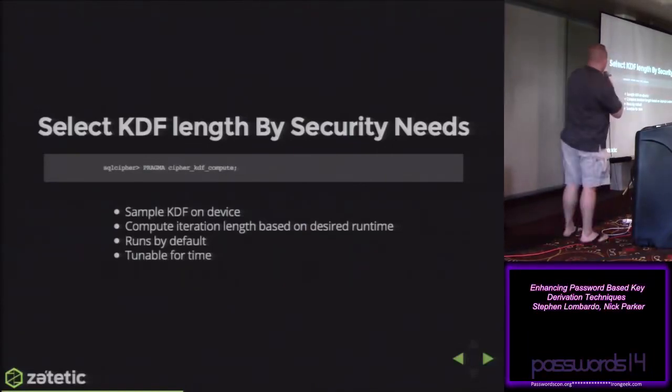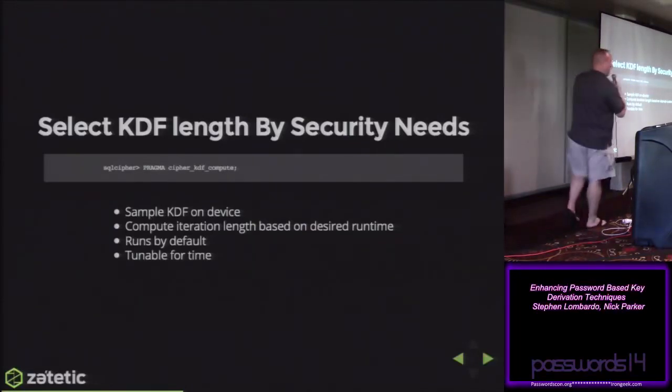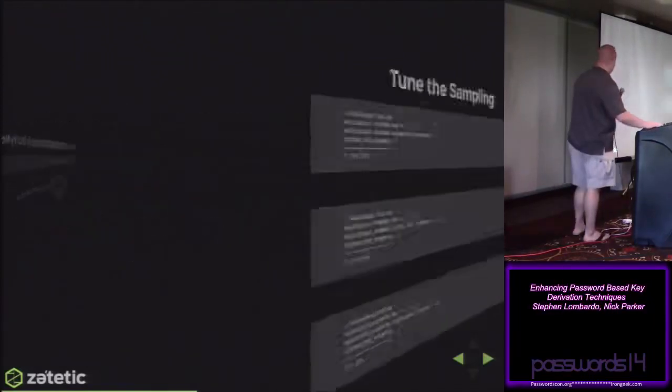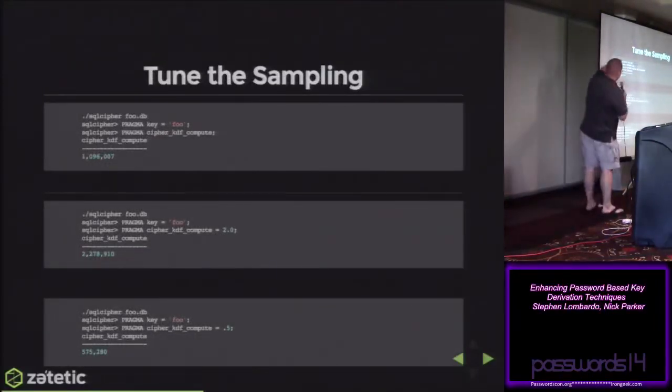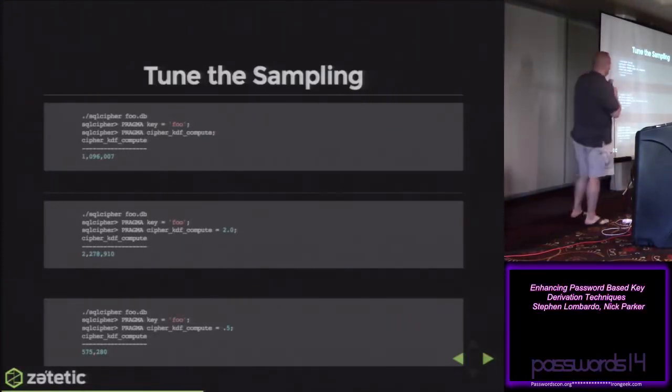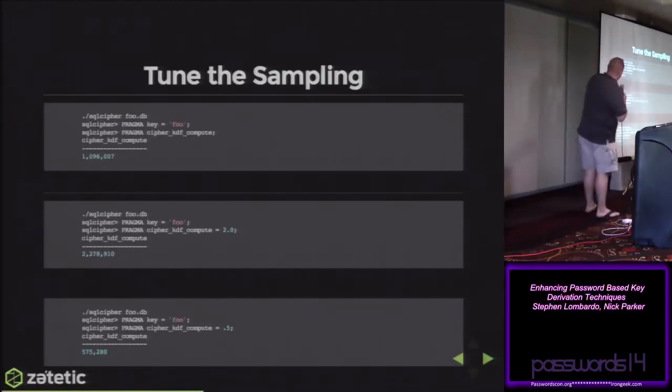What we're looking at here is an example from the SQLCipher command shell, allowing you to interact with the KDF computation routine. Here are three examples where we initialize a database, key the database, and then ask it to compute a KDF work factor. These are all run on a MacBook Pro 2.3 gigahertz device. In the default situation where we run for 1 second, I was able to compute just a little over 1 million iterations.